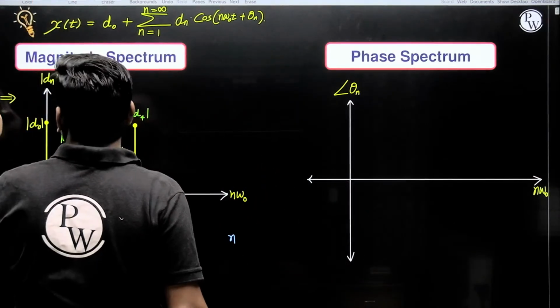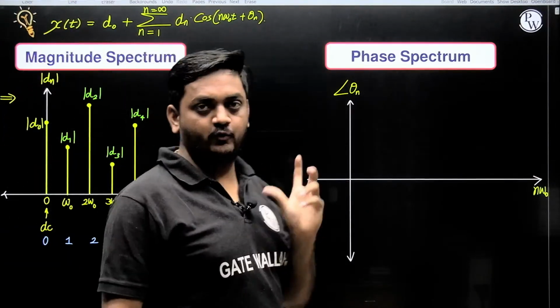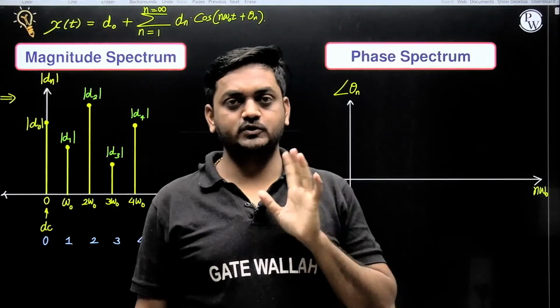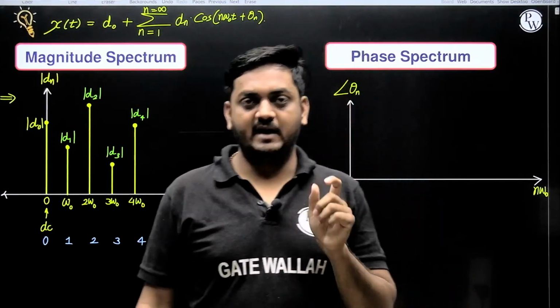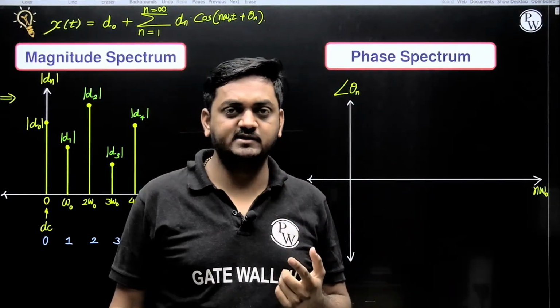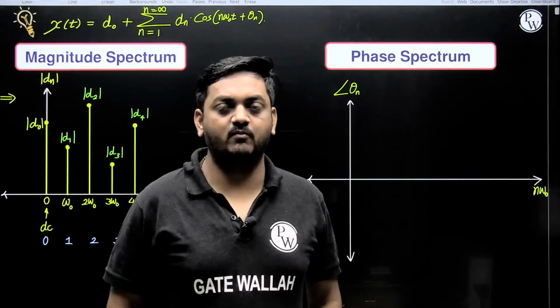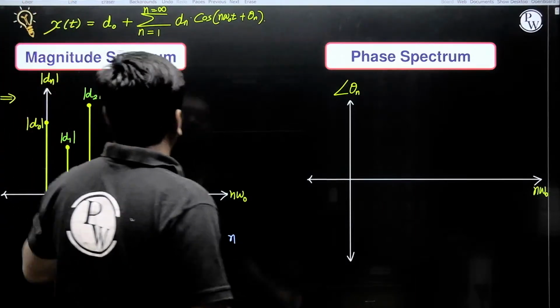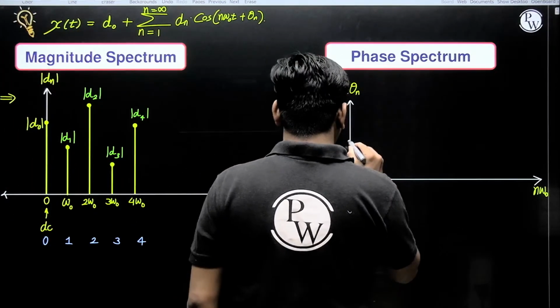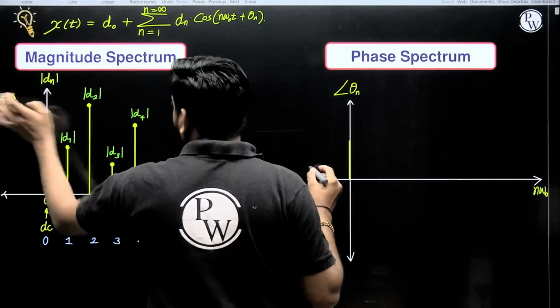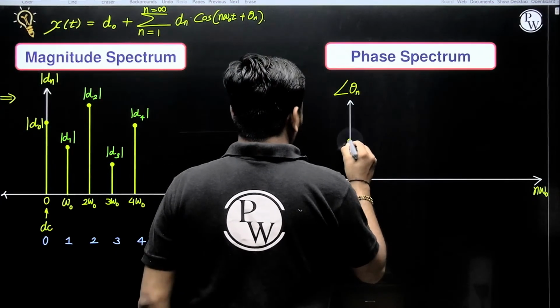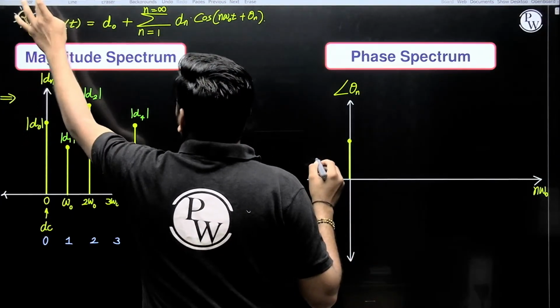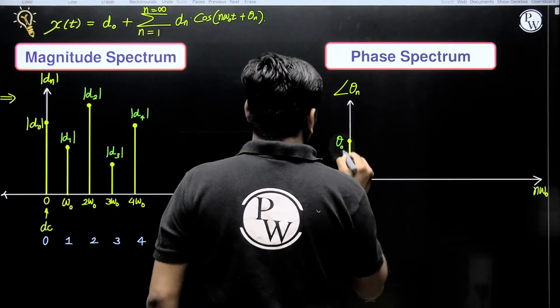Now, here, n equal to 0. So, DC can be positive, but it can be negative. Positive DC is there, then angle is 0 degree. If negative DC is there, then angle is 180 degree or minus 180 degree. Correct? So, corresponding angle I am writing theta 0. It can be positive.